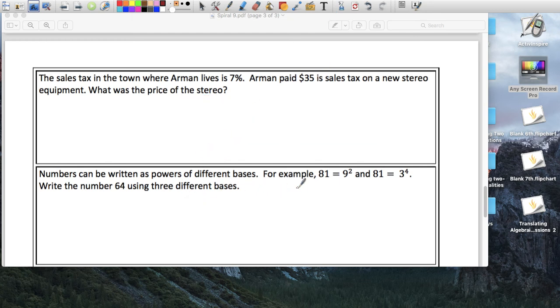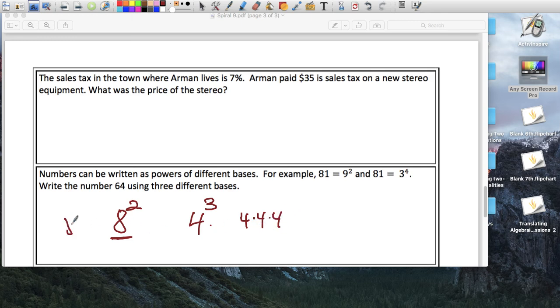Numbers can be written using different powers. 81 is 9 squared. Write 64 using 3 different bases. Well, one base is this, right? 8 to the second power is 64, because 8 times 8 is 64. I can use 4 to the 3, because 4 times 4 is 16, times 4 is 64.